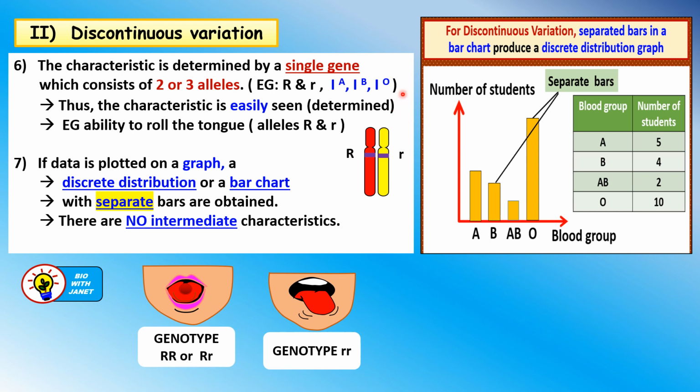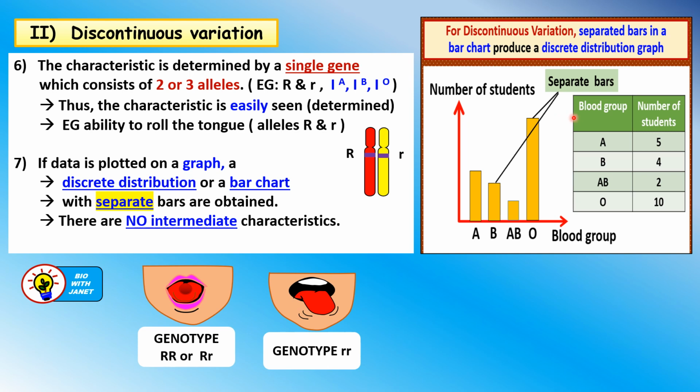Now for blood group, 3 alleles are involved: IA, IB, IO, as we have studied in genetics. But a person can have only 2 of these alleles on a pair of homologous chromosomes. So the characteristic is determined by only one gene, which usually consists of 2 alleles only. If the data is plotted on a graph, a discrete distribution graph or bar chart with separate bars is obtained. So there are no intermediate characteristics, unlike height or weight.